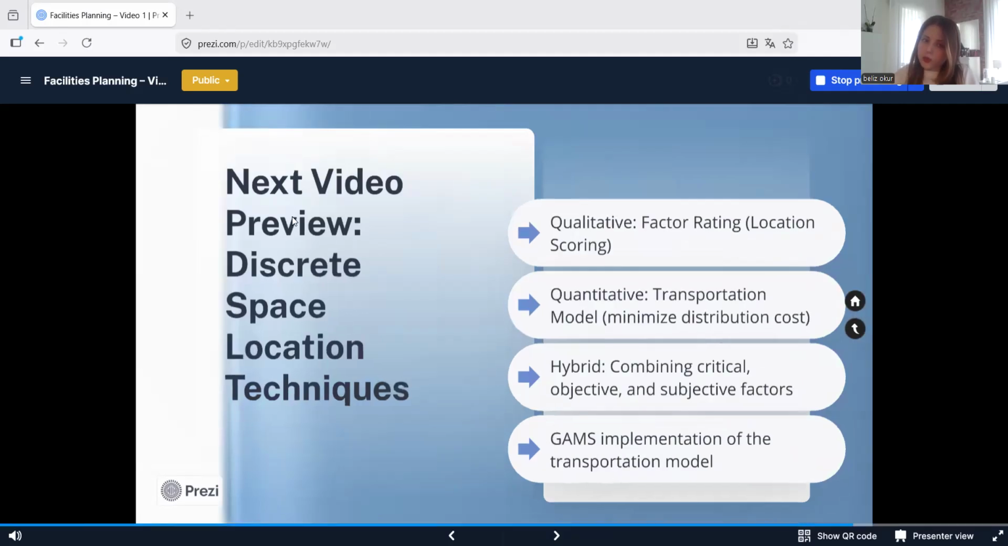That's all. The next video will be about discrete space location techniques. We're going to look at qualitative, quantitative, and hybrid models, as well as game implementation.